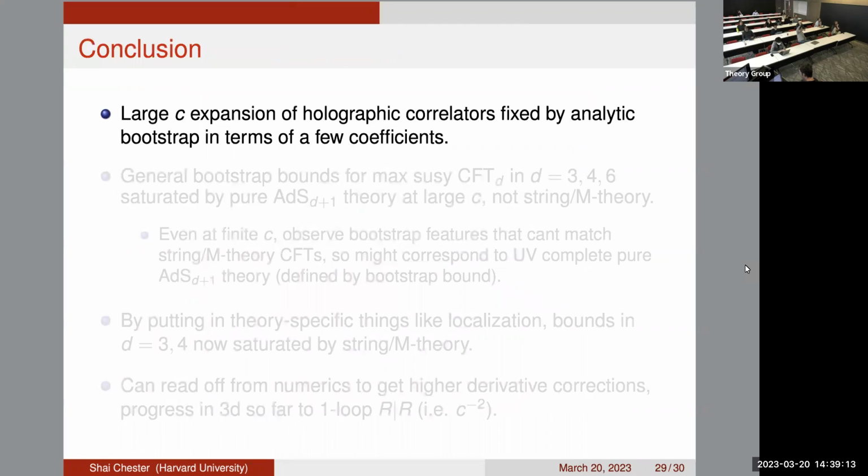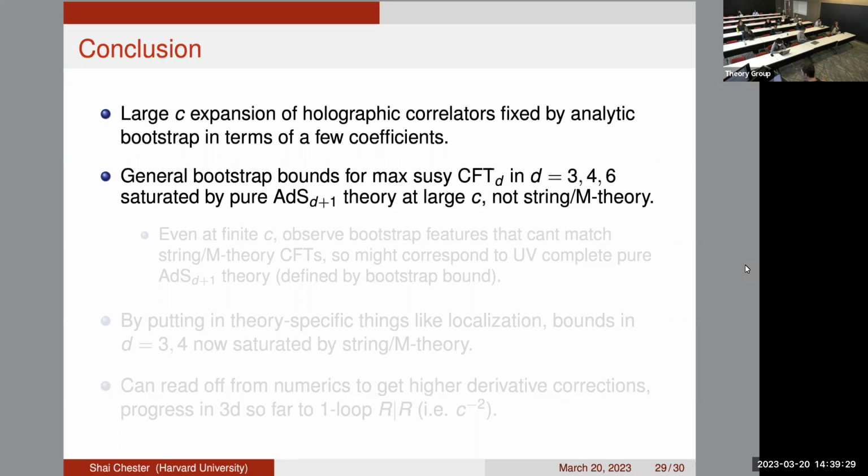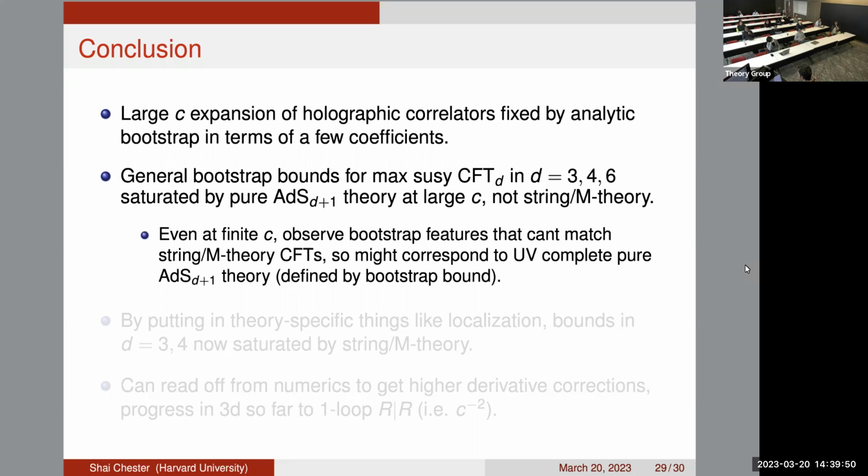Okay, so in conclusion, what did we discuss in this talk? We discussed large C expansion holographic correlators. First, we discussed how you could fix this analytically at large C in terms of a few coefficients. In particular, we fixed them up to one loop order just based on the KK spectrum. Then we compared this to general non-perturbative bounds for maximally supersymmetric CFTs, dual to AdS7. And we found that the non-perturbative bounds were saturated in this large C regime, not by the guys you would have expected, which are the known theories dual to string theory and M theory with AdS cross S, but instead by these weird exotic pure supergravity theories, which have no compact factor.